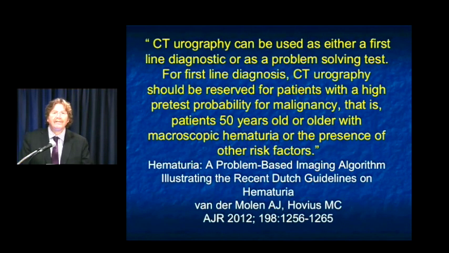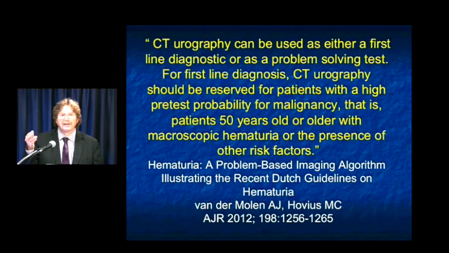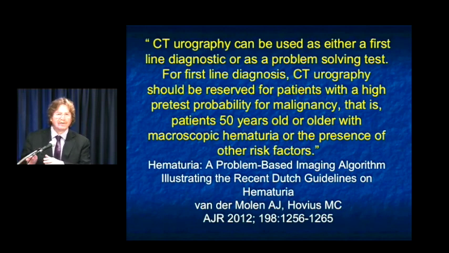CT urography can be used as a first-line diagnostic or as a problem-solving test, this article speaks about, and it also mentions for first line it should be reserved for patients with a high pretest probability of malignancy, that is 50 years or older with macroscopic hematuria or the presence of other high-risk factors. And again, it's very important to make certain you're scanning differently for a 10-year-old or a 20-year-old or a 70-year-old. So again, just saying hematuria on your scanner protocol is not going to be enough.